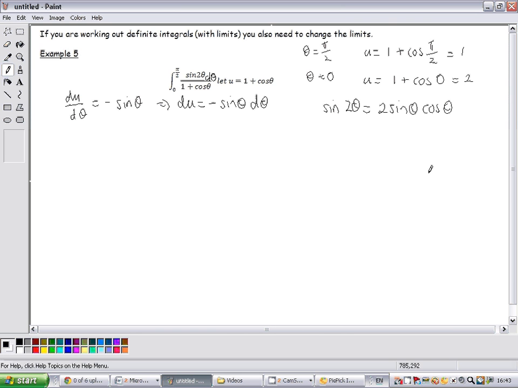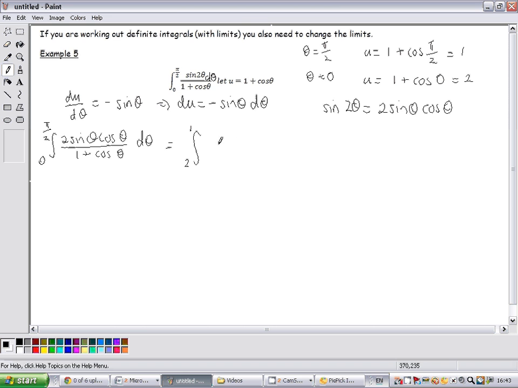So let's rewrite the question. We're going to have 2 sine theta cos theta on the numerator, 1 plus cos theta on the denominator. So this is just rewriting the original question. Okay, so that's what we started with. Let's substitute some things in. So pi over 2 we replace by 1, 0 we replace by 2. Make sure you put them in the same positions. And then let's see what else we've got.